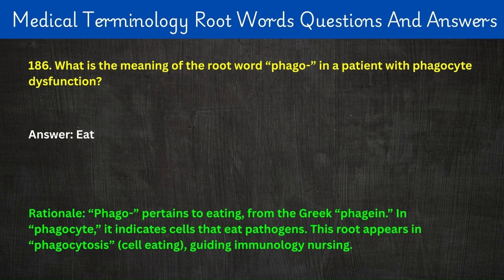186. What is the meaning of the root word phago- in a patient with phagocyte dysfunction? Answer: eat rationale. Phago- pertains to eating, from the Greek phagion. In phagocyte, it indicates cells that eat pathogens. This root appears in phagocytosis, cell eating, guiding immunology nursing.